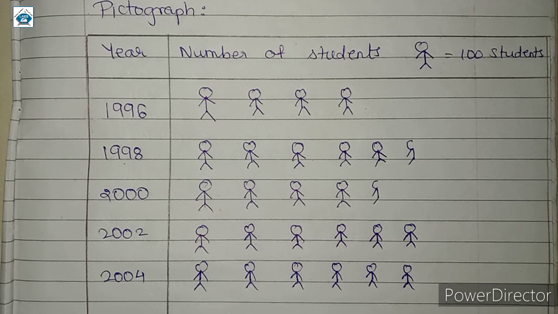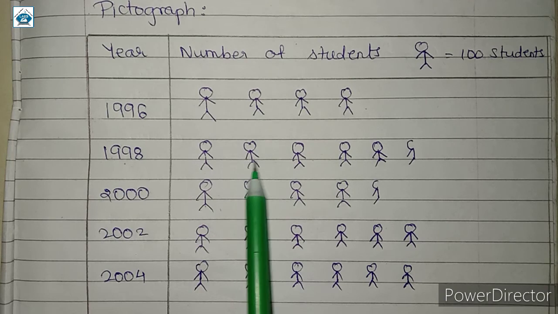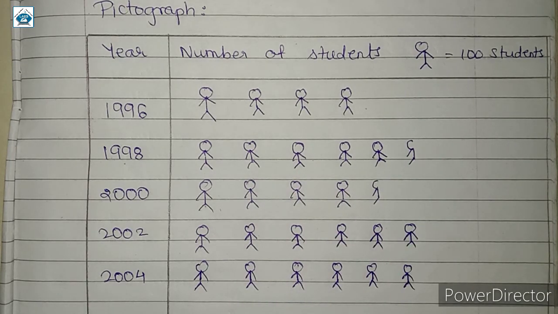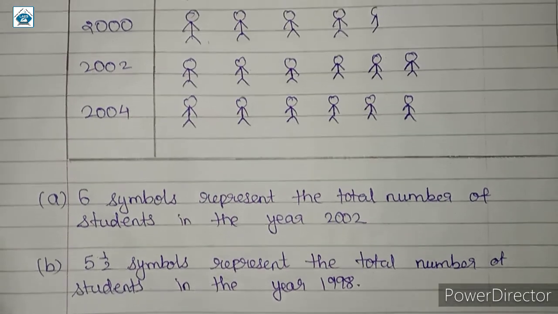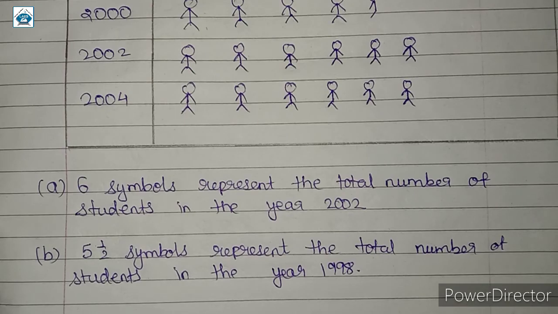Next, we are asked in the B part that how many symbols represent total number of students for the year 1998. In the year 1998, we can see 1, 2, 3, 4, 5 and half. Therefore, 5.5 symbols represent the total number of students in the year 1998. In this way, you need to write the solution of the questions in your notebook, draw the pictograph and write the answers of the questions.